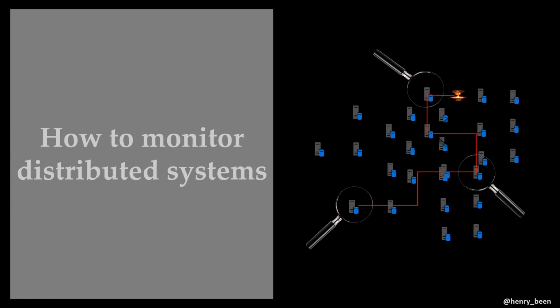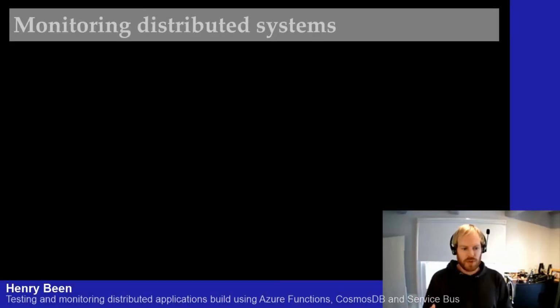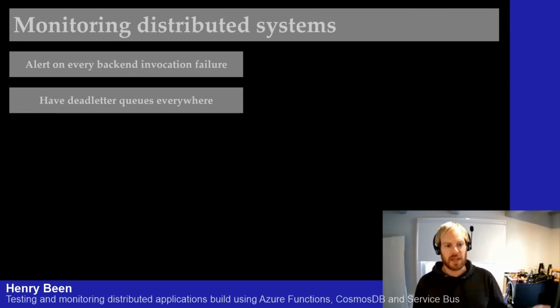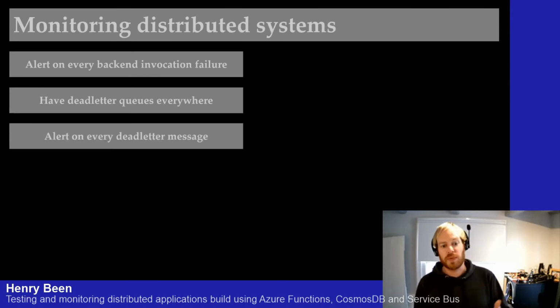So now we have done everything we can to prevent error, but still error will be there. So let's see how we can monitor what's going on in distributed systems and improve upon that. Now, first of all, we have to do all the things that we also already did for non-distributed systems, and we need to do them for every individual component. We have to alert on every backend invocation. We need to have dead letter queues everywhere. We need to alert whenever a message is on the dead letter queue. We can't just leave them be there and don't take any action.